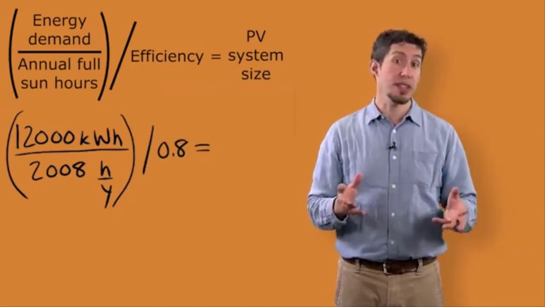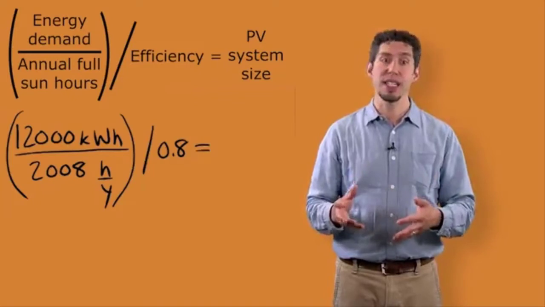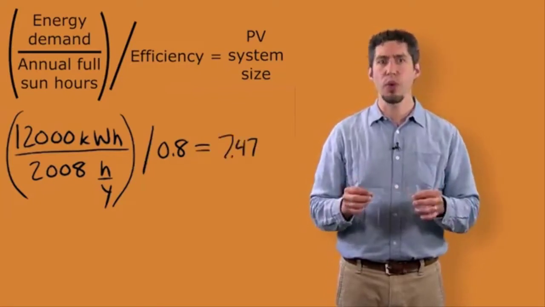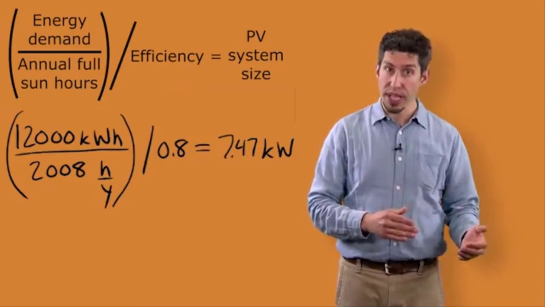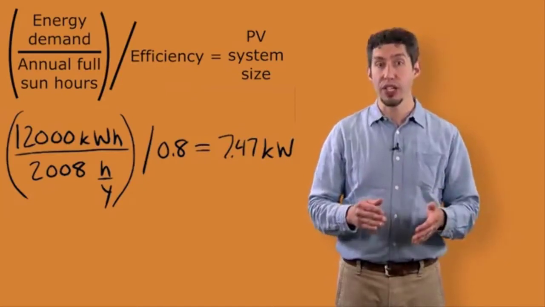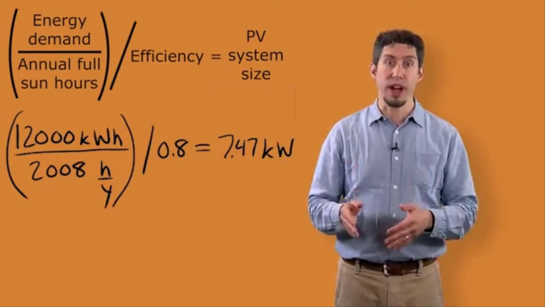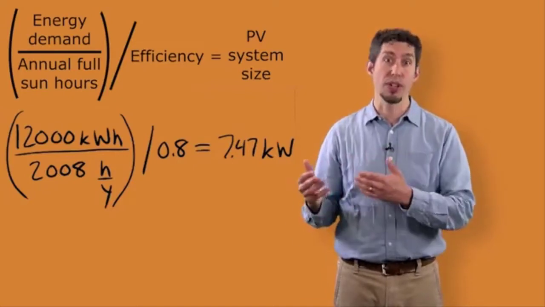The calculation tells us our photovoltaic system size needs to be about 7.47 kilowatts to supply the annual 12,000 kilowatt hours load in a location that receives 5.5 full sun hours per day. So what does this mean?